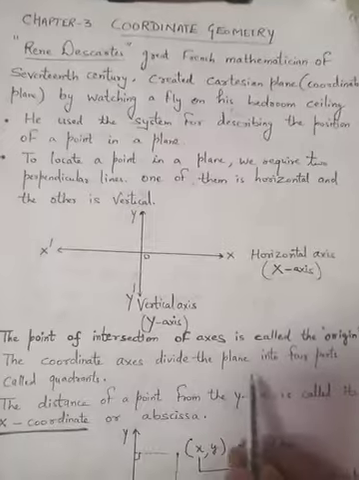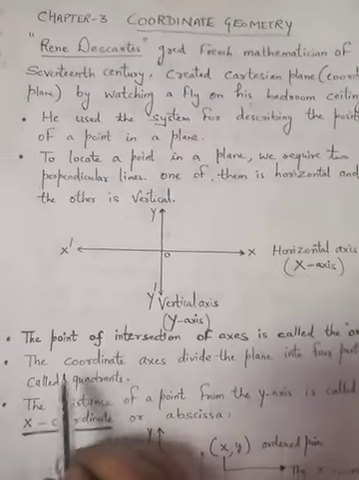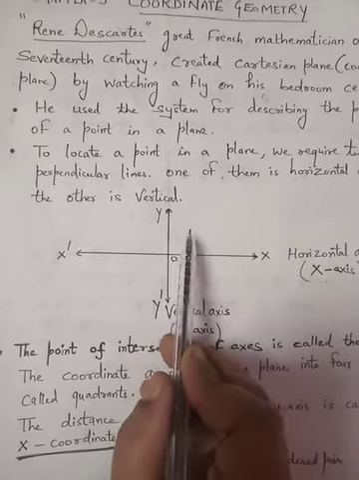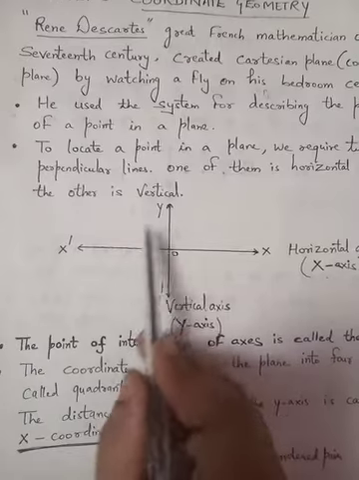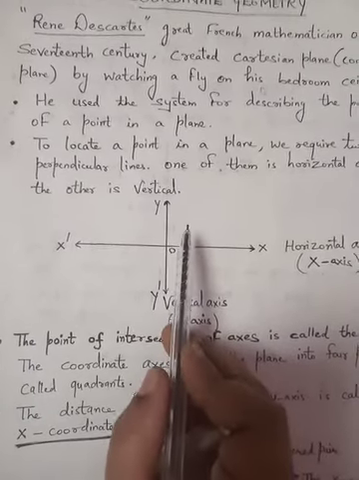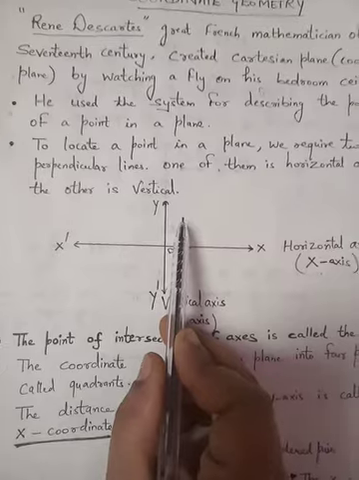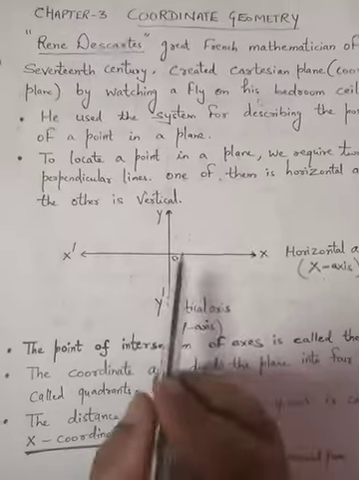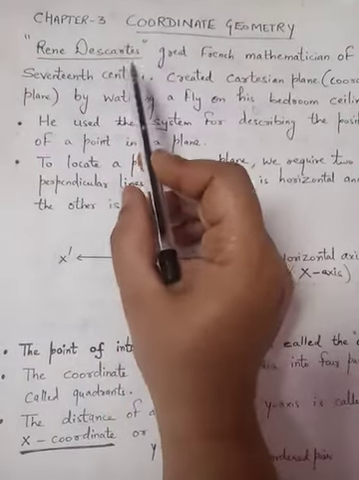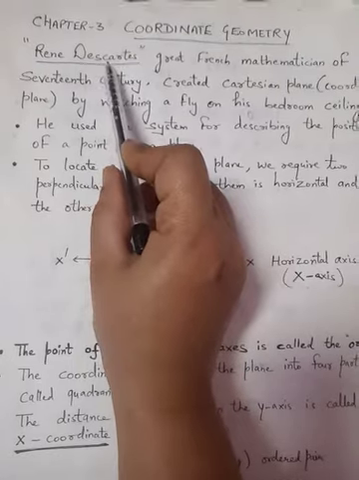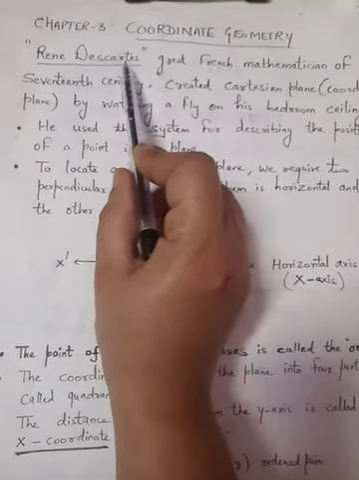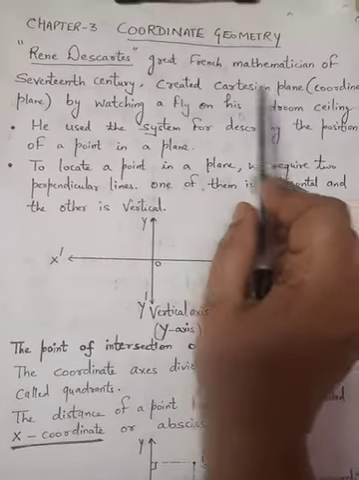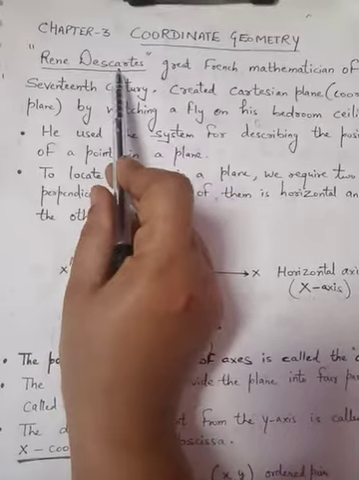The coordinate axes divide the plane into four parts called quadrants. So these axes divide this Cartesian plane, or the coordinate plane, into four parts, that is, the first quadrant, second quadrant, third quadrant and fourth quadrant. As you are observing, the Cartesian plane is named after the name of the mathematician Descartes.